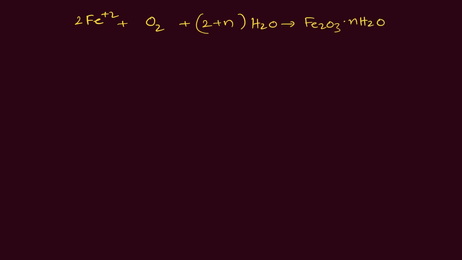Now this iron: 2Fe2+ is further oxidized with oxygen plus 2 plus n moles of water. Then this will be converted into Fe2O3·nH2O plus 4H plus. Whether this is balanced or not, we'll check here.